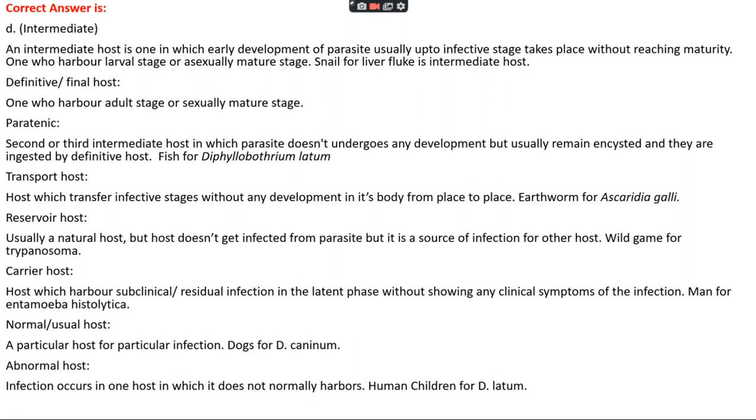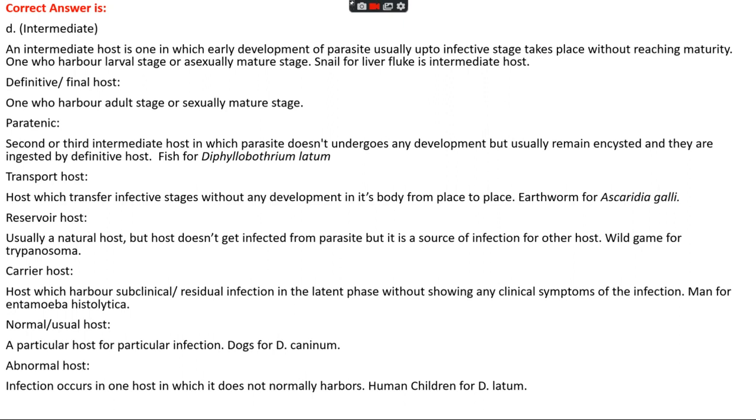Okay, a reservoir host is usually a natural host, but the host doesn't get affected by the parasites in case of reservoir host, but they become a source of infection for other hosts. For Trypanosoma, wild game animals act as a reservoir host. Next is carrier host. A host which harbors subclinical form or residual infection in the latent phase without showing any clinical symptoms of the infection. In case of Entamoeba histolytica, man acts as a carrier host.